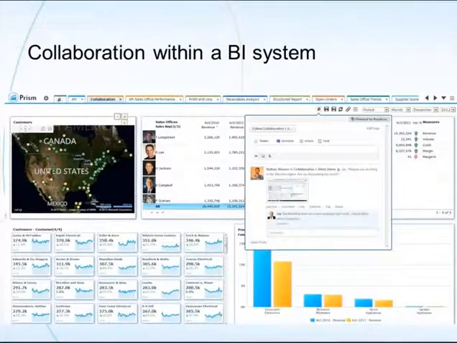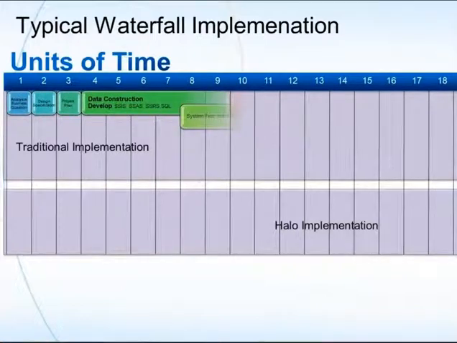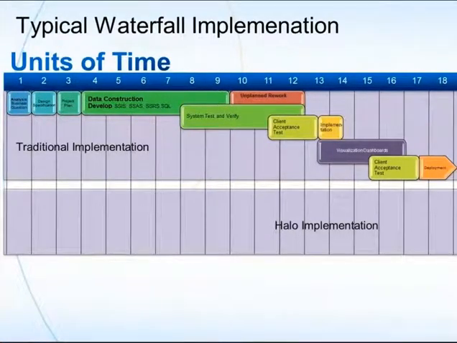Remember when I first started, I said that most of the BI projects fail because of lack of communication. This is how you work with development and with the end users to actually figure out what information they want to see. When you look at a typical waterfall implementation, and this is where we start to get more detail on hard cost savings, we look at something like this. This is a typical implementation of a BI project.